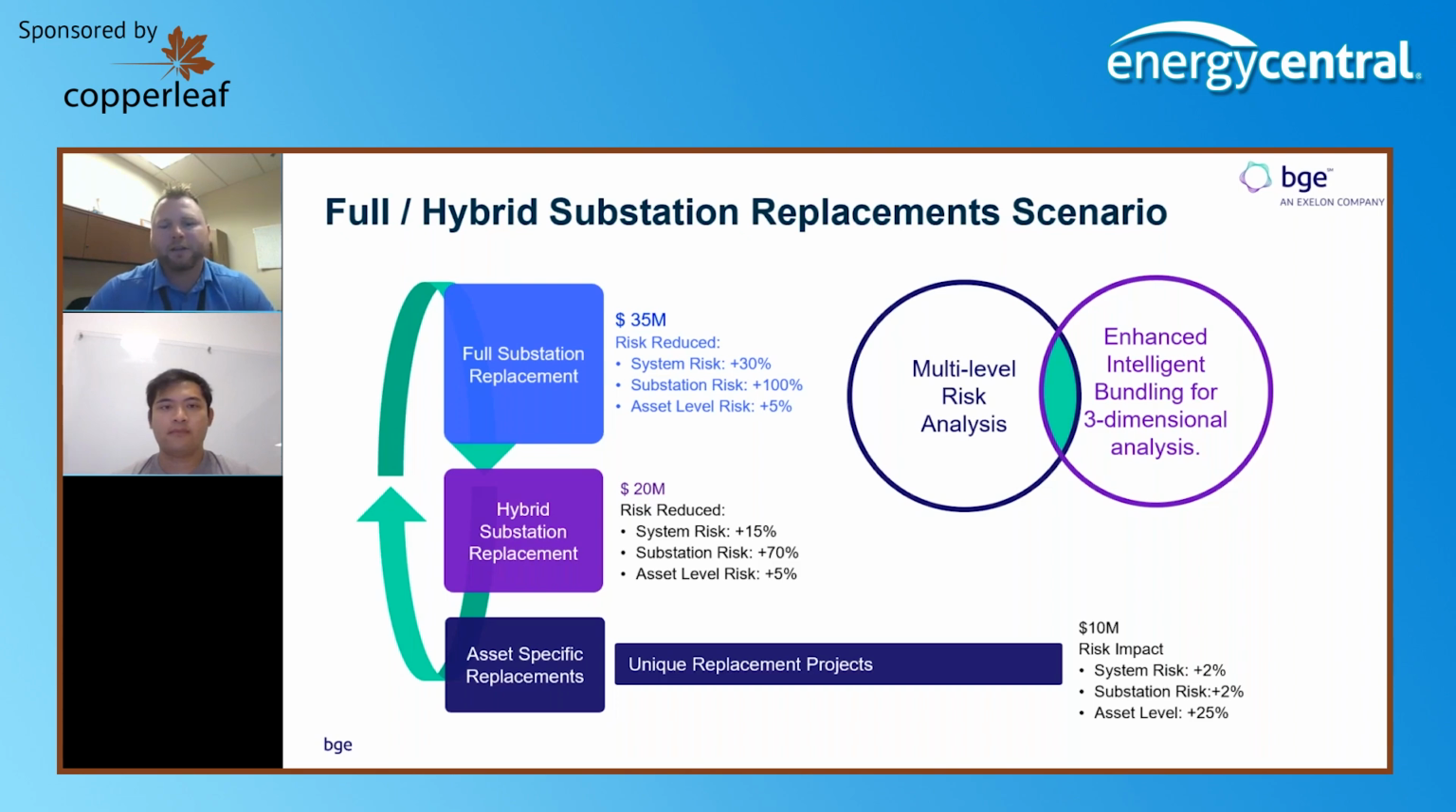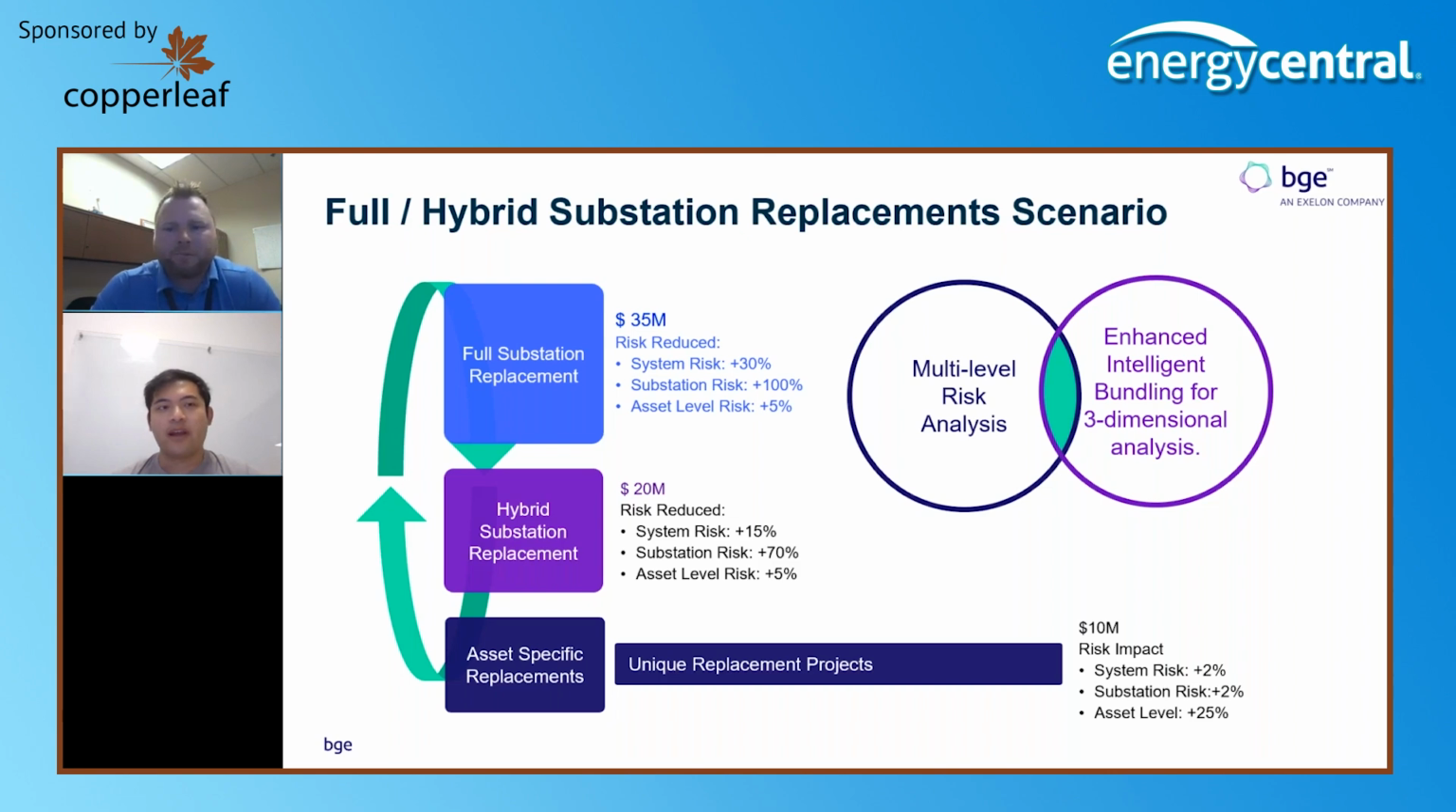So this is just trying to illustrate, right? You take the $10 million project that has a 2% improvement in system risk, a 2% substation risk improvement, and 25% asset level risk improvement, or do you spend the $35 million to get a 100% improvement in substation risk, a 30% improvement in substation system risk, and then a 5% improvement across the asset family? We can now have those conversations and drive those decisions into our plan.